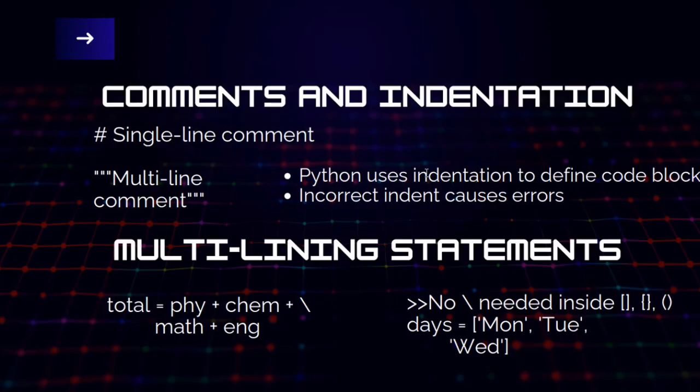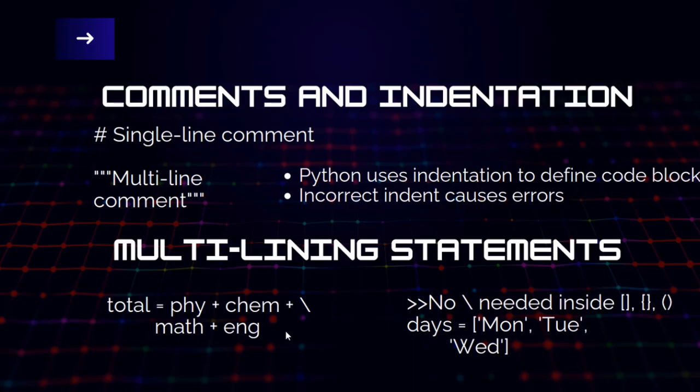Comments and indentation in Python. Comments begin with hash for single line comment, and for multi-line comment triple quotes are used. Python uses indentation to define code blocks. Incorrect indent causes errors. Therefore, indentation matters. Do not use it casually.